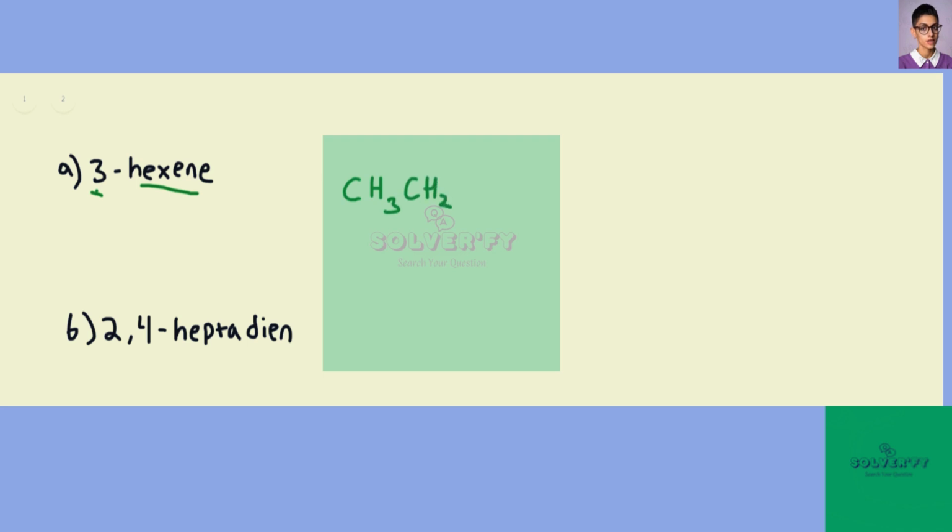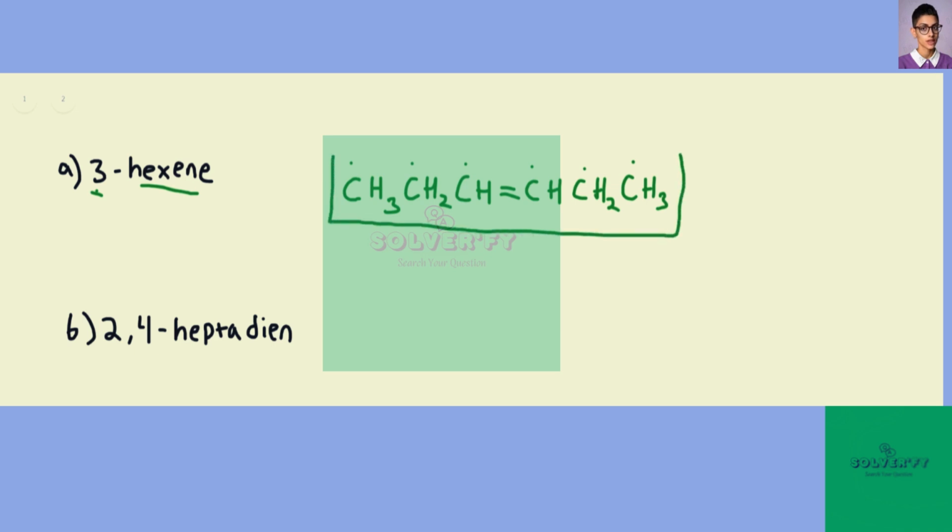That's my first, that's my second, this is my third, so I'll draw my double bond there. Fourth, fifth, and sixth. And just to check, I have 1, 2, 3, 4, 5, 6 carbons with a double bond off the third carbon. That is the structure for 3-hexene.